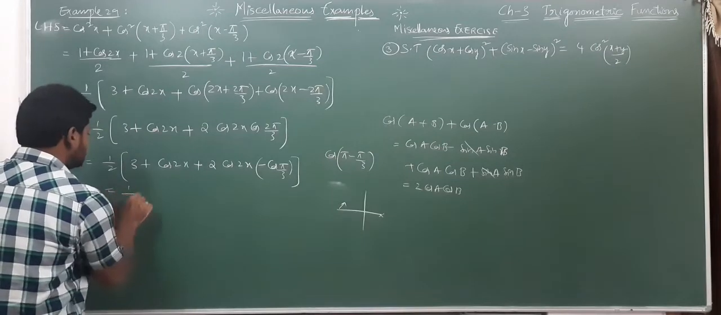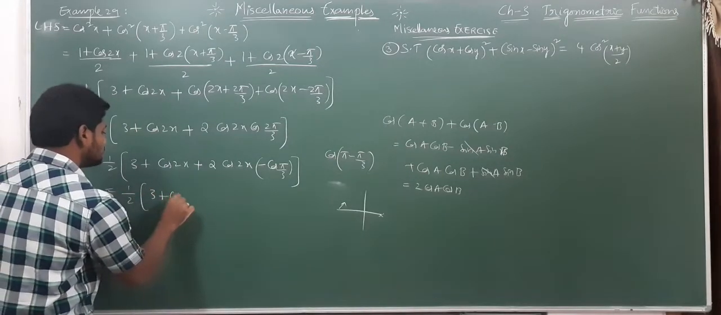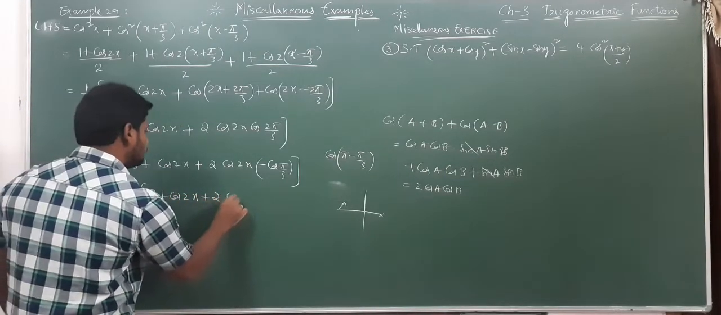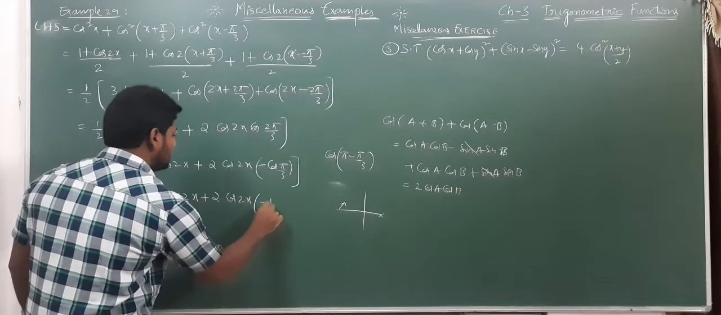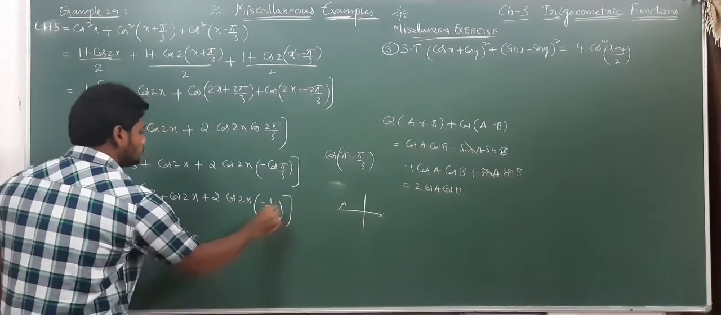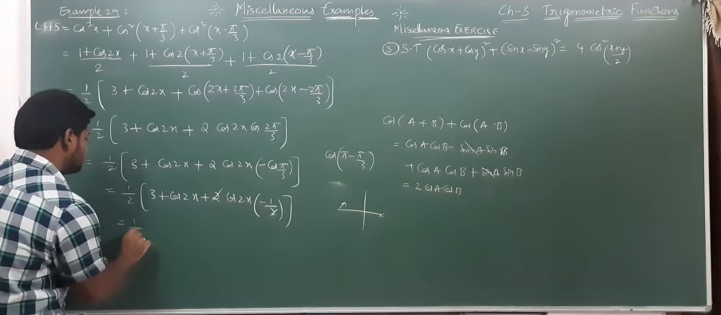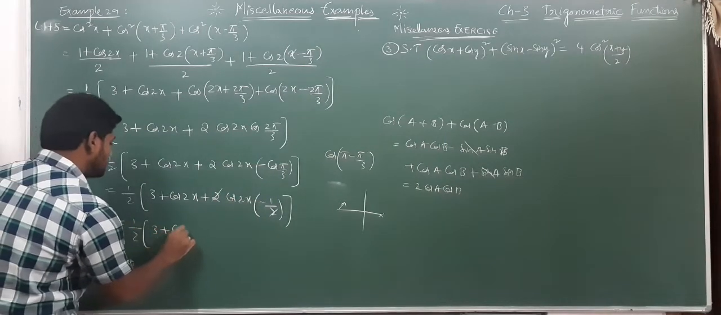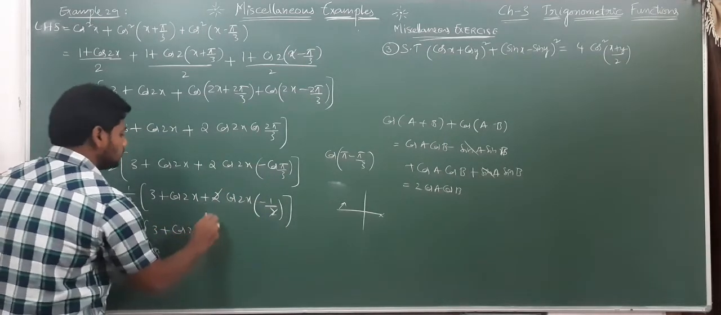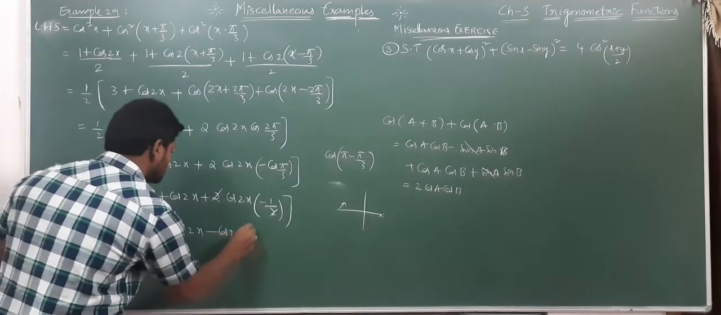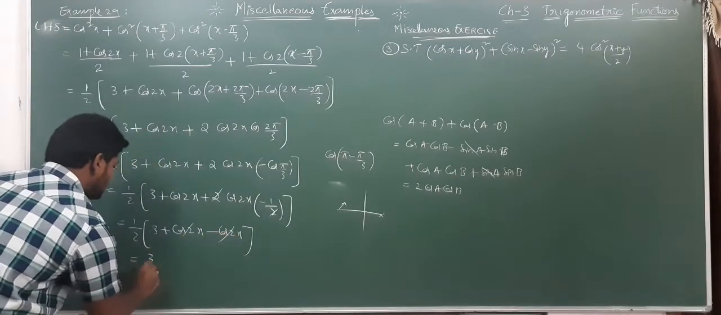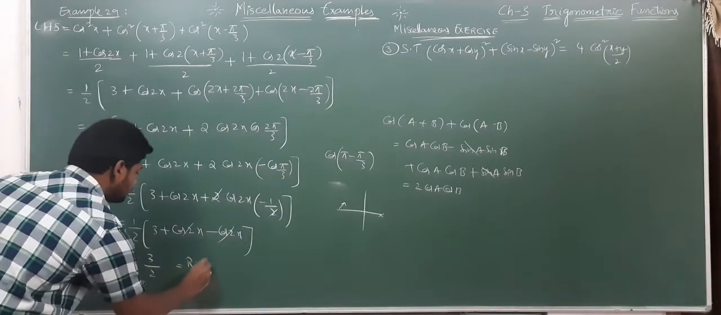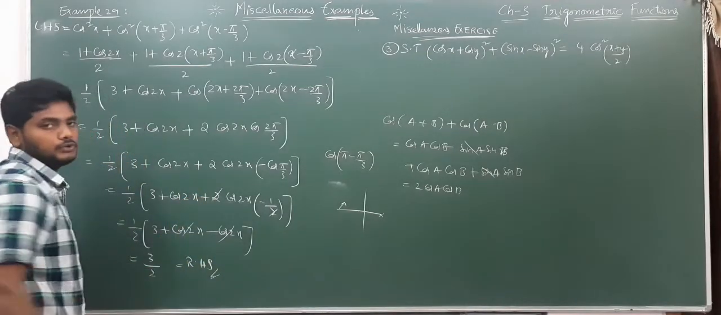So it is 1 by 2 into 3 plus cos 2x plus 2 into cos 2x into minus 1 by 2. The 2 and 2 cancel, so it becomes 1 by 2 into 3 plus cos 2x minus cos 2x. These two cancel. Finally you will get 3 by 2, which is equal to RHS. Hence proved. Check it out.